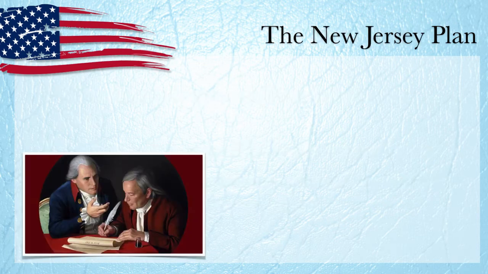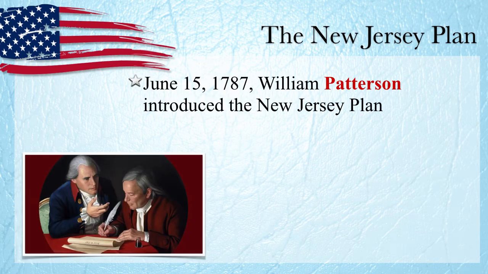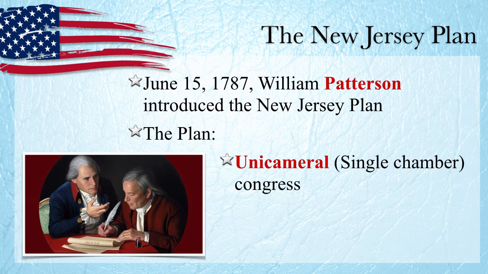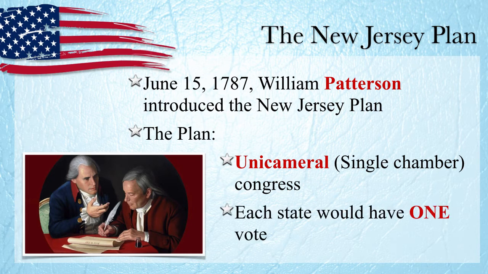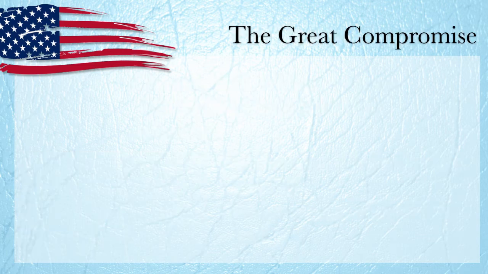I don't know. So the New Jersey Plan. June 15th, 1787, you have William Patterson introducing something called the New Jersey Plan. The plan is simple. He says, no, you're wrong. We don't need it based on the population and the size. Little states need to get equal say. So he said, we need one chamber in Congress, unicameral, and each state needs to have one vote, okay? Equal votes. It doesn't matter how big or little, everybody gets one vote. I don't understand the problem with that.